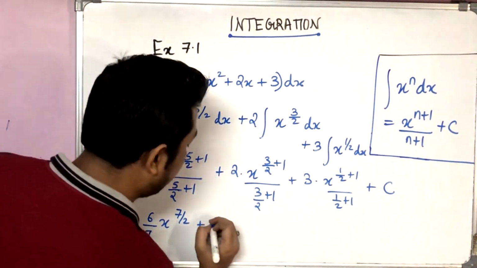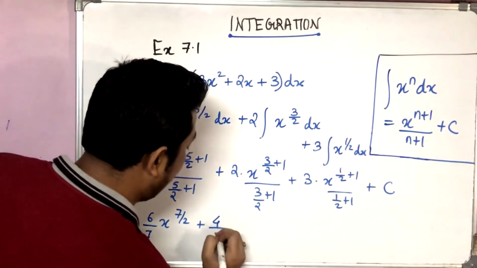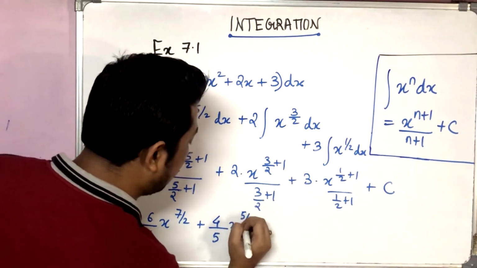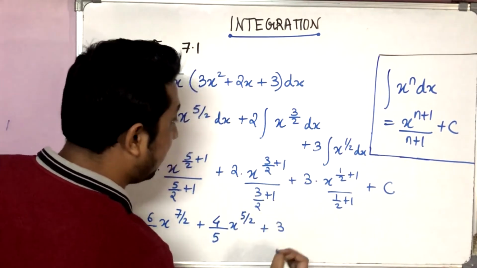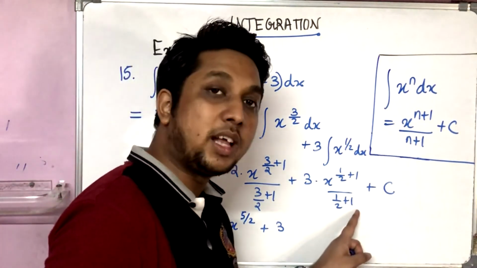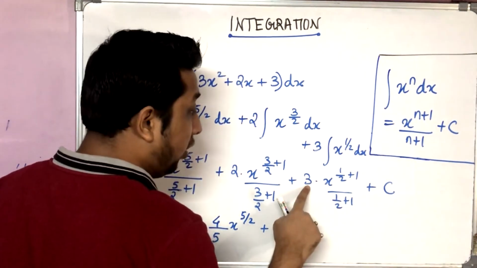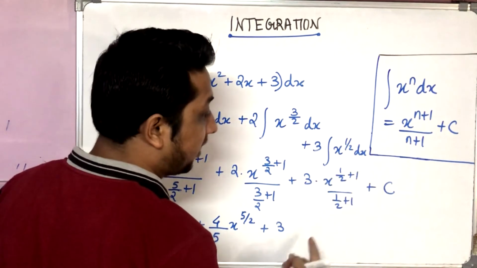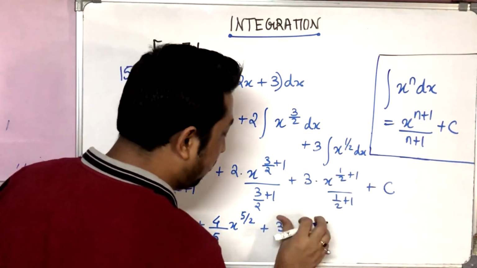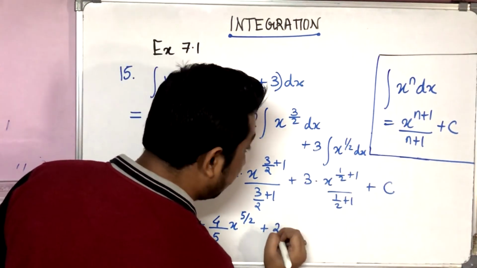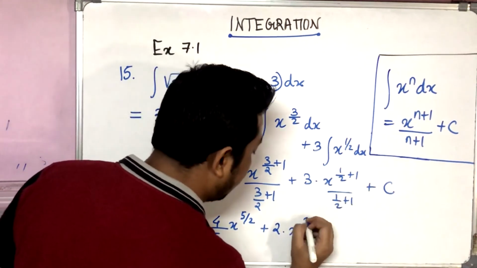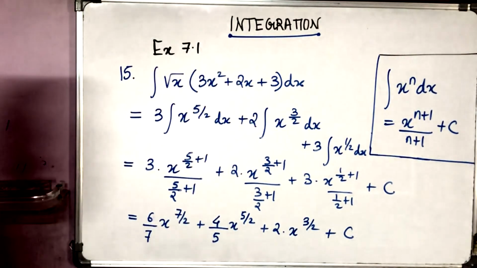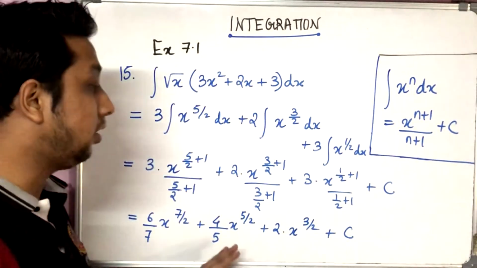So 2 into 2 4 by 5 x to the power 3 by 2 plus 1 that is 5 by 2 plus 3. यहाँ पे हाफ प्लस 1 आपको मिलेगा 3 by 2. So 3 ऊपर और नीचे 3 by 2 और 2 ऊपर मल्टीप्लाई हो जाएगा पलट करके एंड 3 नीचे रह जाएगा. 3 कैंसिल आउट हो जाएगा. So we get 2 into x to the power half plus 1 that is 3 by 2 plus c. So this is the final result.